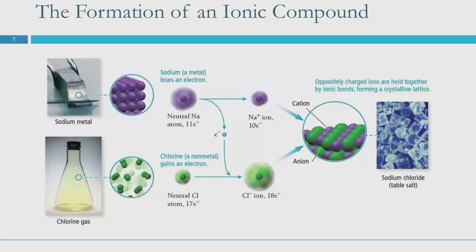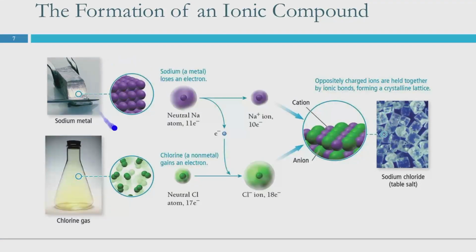Here's a little bit more of a visual way of looking at that. If we take sodium metal and chlorine gas and mix those together, our sodium is a metal. It likes to lose electrons because it's a metal, so it's going to donate an electron to chlorine. One of these chlorine atoms is going to pick up that electron.